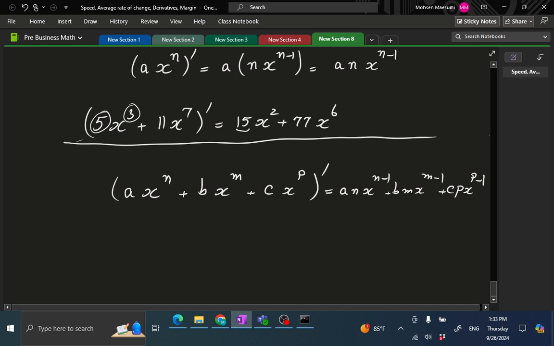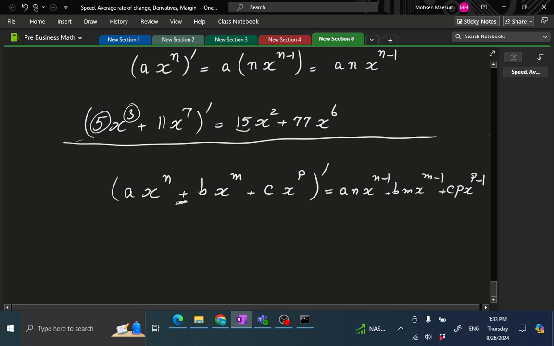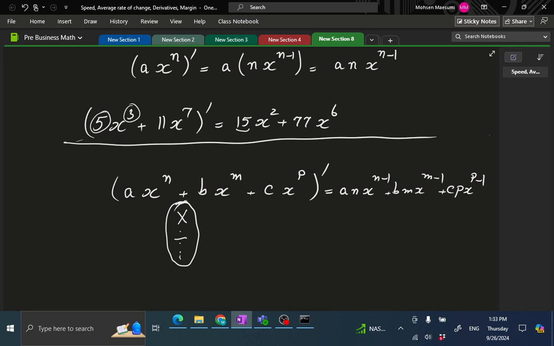Now, if you take a calculus class, we tell you what to do other than addition and subtraction, if I had multiplication or division or some other operation. Well, there are more sophisticated rules that apply in those cases, but for the moment we are not going to be dealing with them. Okay, so that was our second lecture covering the issue of speed, average rate of change, and derivatives.